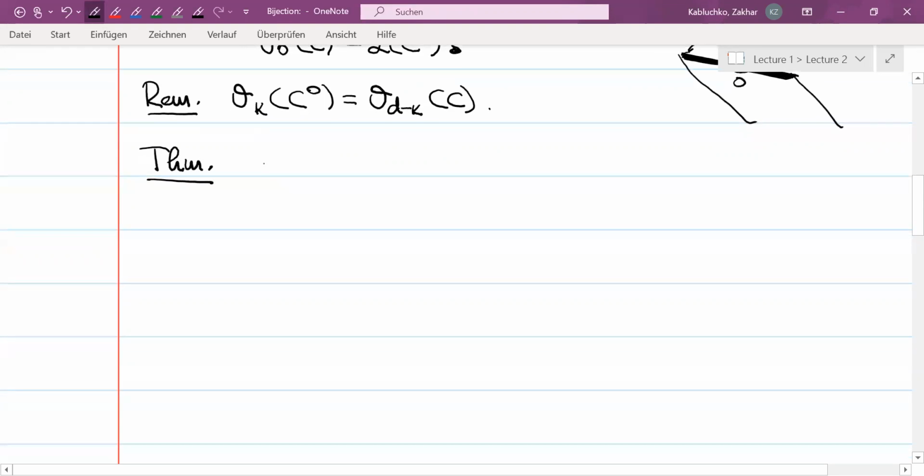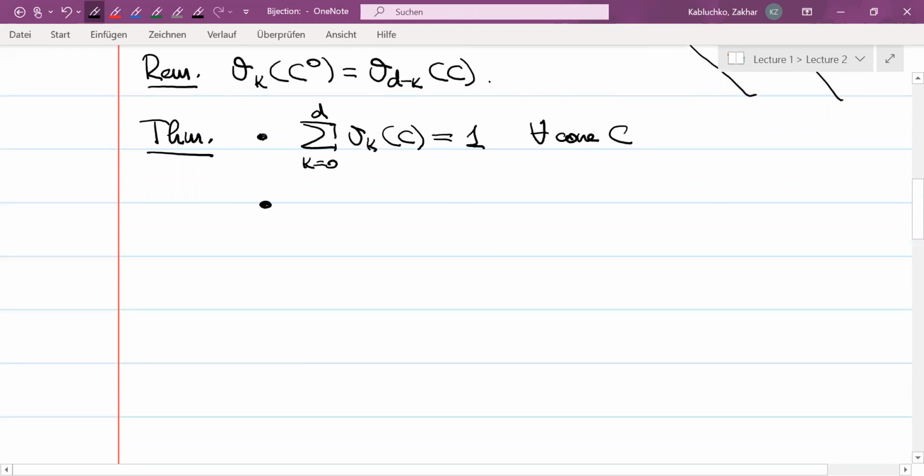It says, first of all, that for every cone C, the conic intrinsic volumes form a probability distribution. We have already seen this for every cone C. But there is also another relation. It is called the Gauss-Bonnet relation because it is related to the Gauss-Bonnet theorem. And it says that the alternating sum of the conic intrinsic volumes is zero.